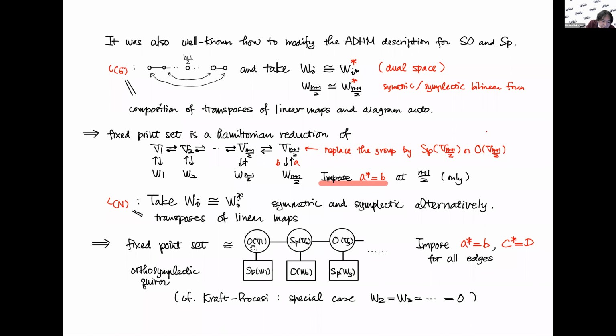And nilpotent orbits again correspond to partitions, and the dimensions of the vector spaces correspond to the parts of the partitions. Okay. So anyway, I don't use the details of the Kraft-Procesi description, but you get something to do with nilpotent orbits for classical groups by just considering the fixed points of this kind of equation. Okay. Any question?